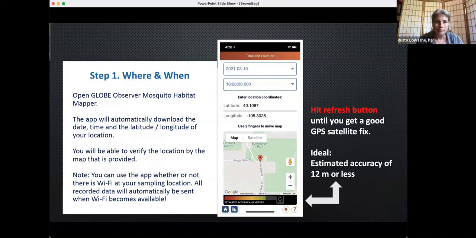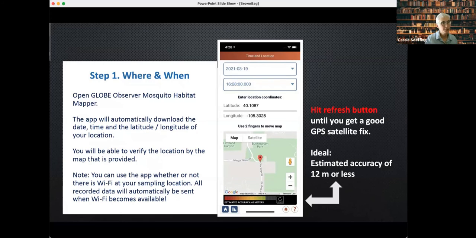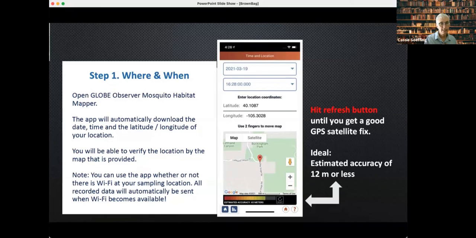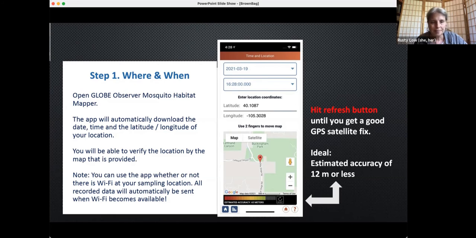Okay. We had some bonus slides in here we wanted to share with you on photo tips. Just making sure your accuracy is as close as you can, 12 meters or less. And Rusty pointed out that if you click the reset down here, give it time to recalibrate, it should narrow it down for you.